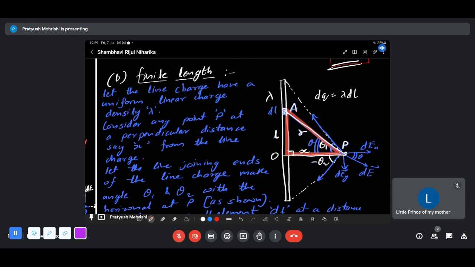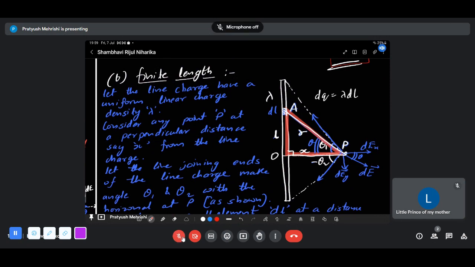Now, let this line charge have a uniform linear charge density, that is lambda. What does it mean? It means that here we are not taking the full charge on the full line. We are just taking linear charge density, meaning charge per unit length. Now lambda is given to us.